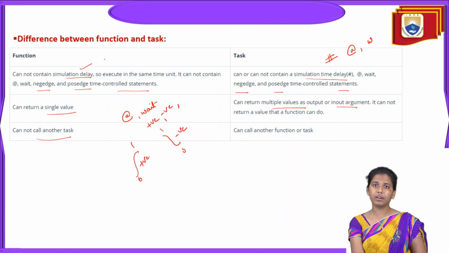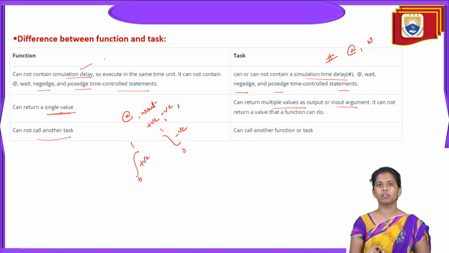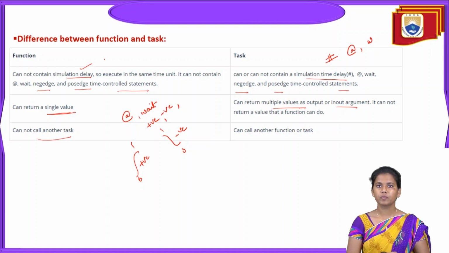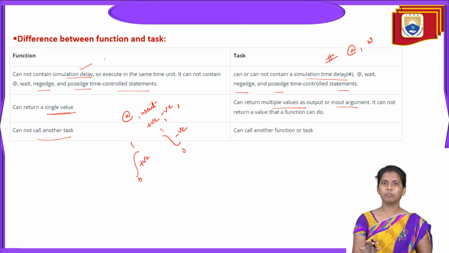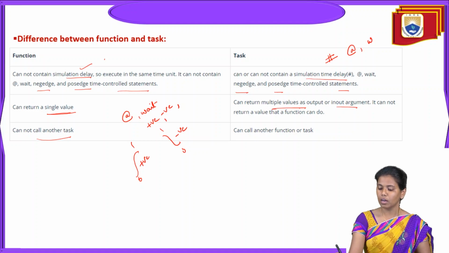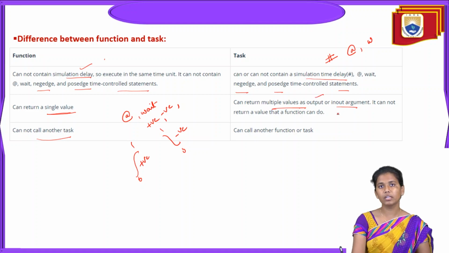So what did we observe in functions? We observed that the functions return only a single value. Whereas the task can return multiple values, right? So this is the difference that you can understand between the task and the functions. The functions go only with the return value, whereas the task goes with multiple values, either in terms of output or in terms of inout arguments, right?